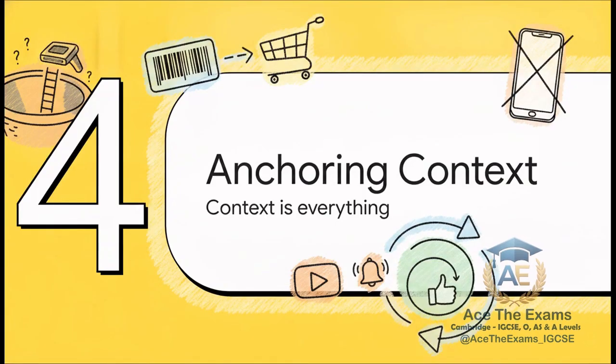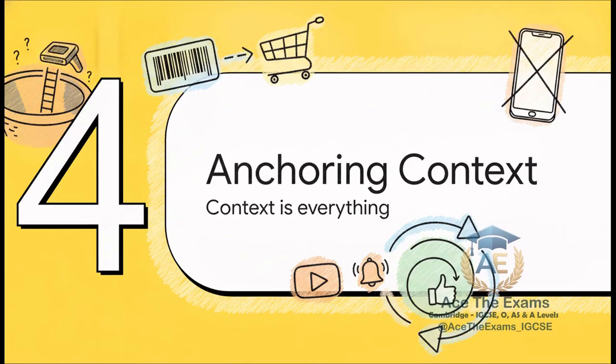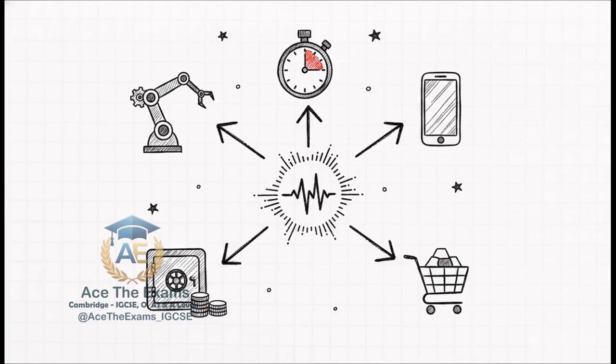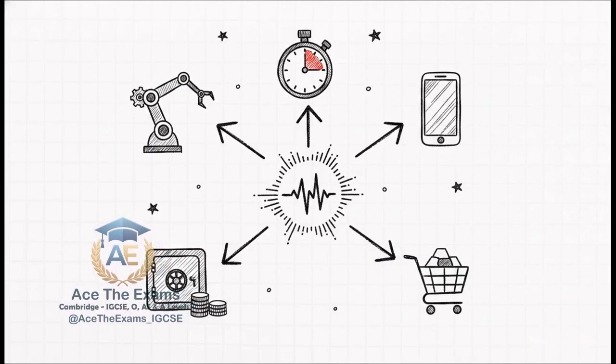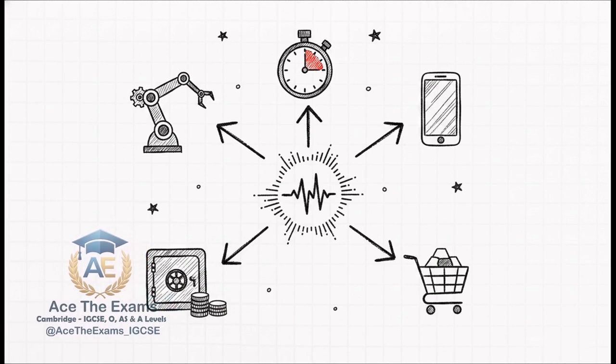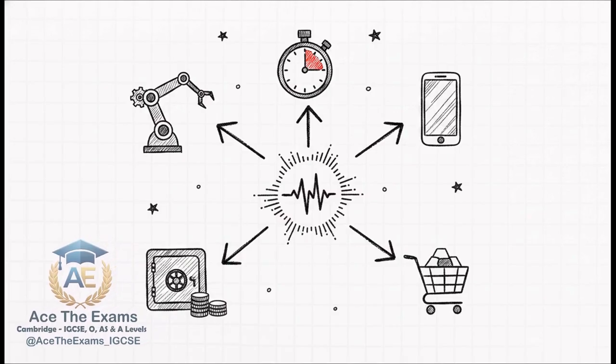Welcome to Section 4, Anchoring to the Context, because I promise you in Cambridge exams, context is literally everything. You can have the most beautiful, elegant, step-by-step process explanation in the entire world. But if the examiner asks you about a supermarket barcode scanner and you wrote an entire paragraph about a smartphone screen, you are getting 0 context marks. Generic responses rarely, if ever, gain full marks.